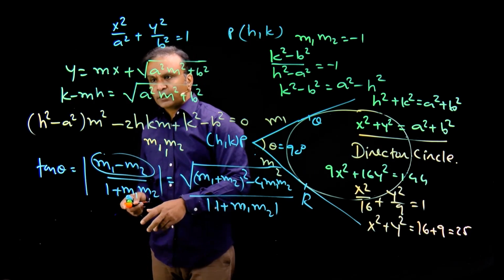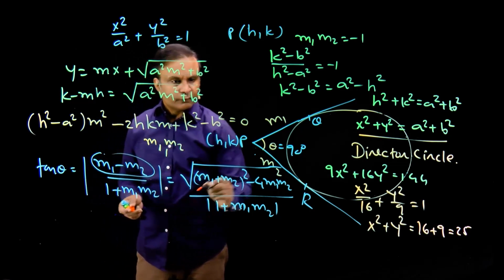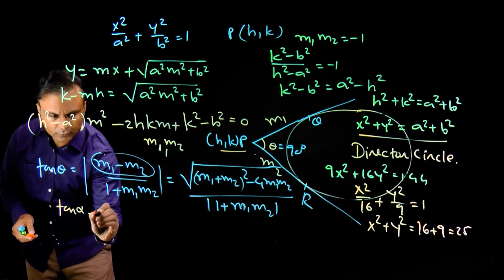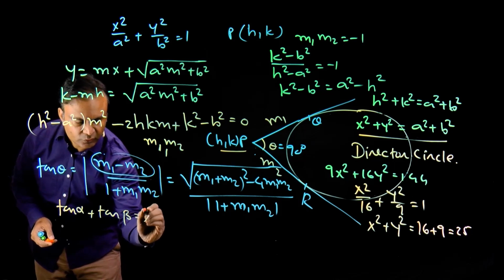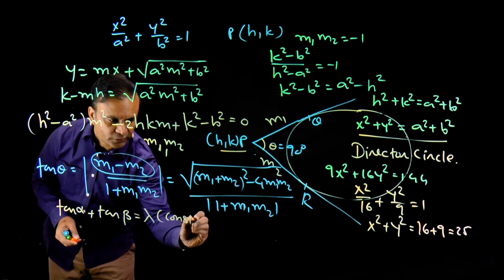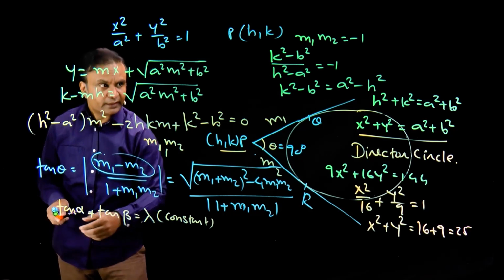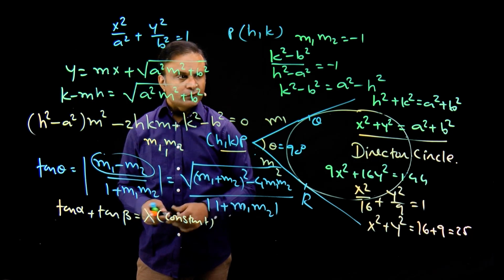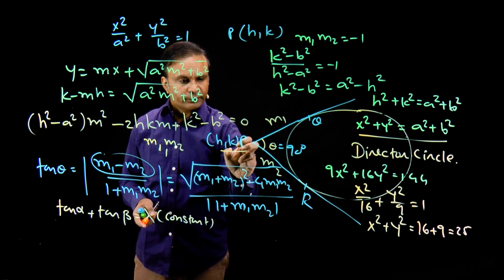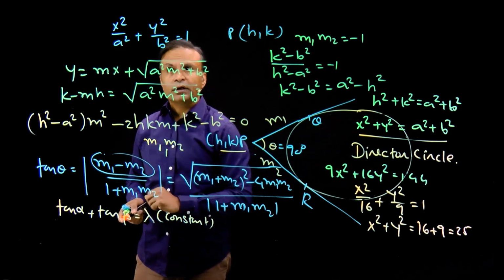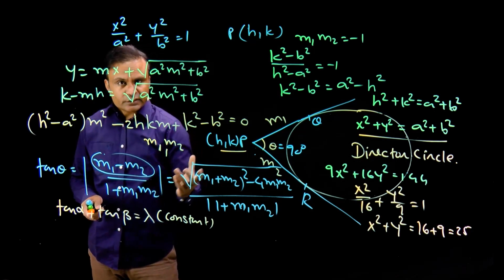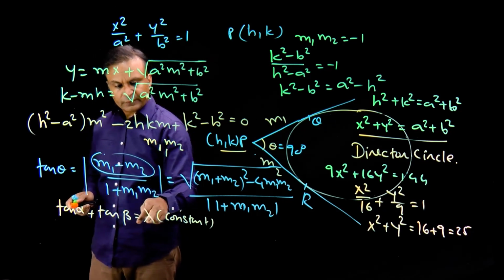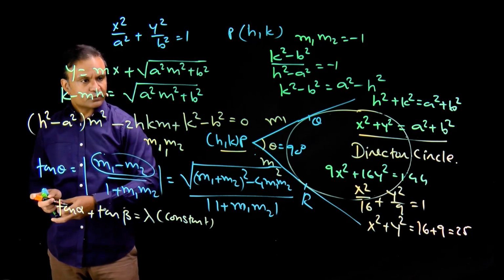Okay, now suppose we have one question like this. Find the locus of point P if tan alpha plus tan beta is equal to lambda, where lambda is constant. Now this alpha and beta are inclinations of these tangents with x-axis. The question is, we have to find the locus of point P through which, when tangents are drawn to this ellipse, the inclinations of tangents with the x-axis are alpha and beta such that tan alpha plus tan beta is lambda. We have to find locus of point P.